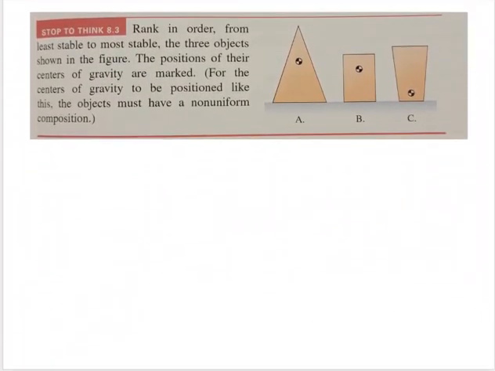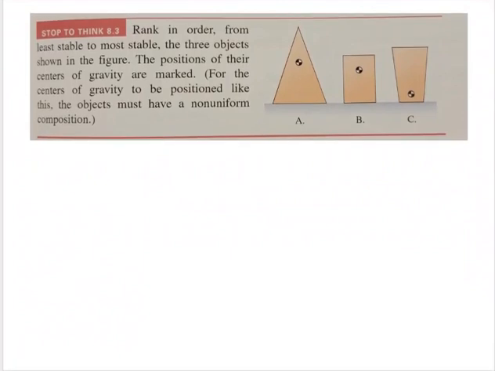Okay, so rank in order from least stable to most stable the three objects shown in the figure. The positions of their centers of gravity are marked. For the centers of gravity to be positioned like this, though, it's important to think about the fact that the objects must have a non-uniform composition. So which is the most stable, which is the least stable, and then the one in the middle. We want least stable to most stable.